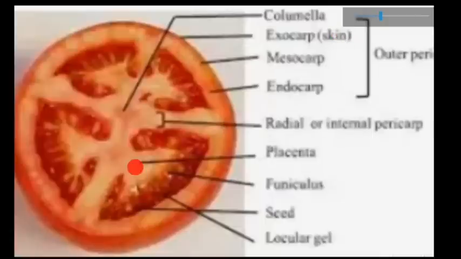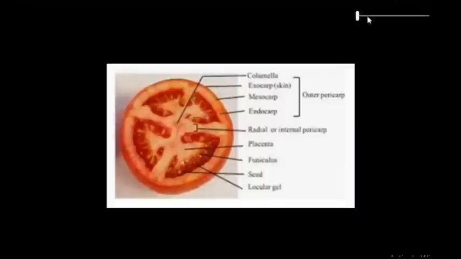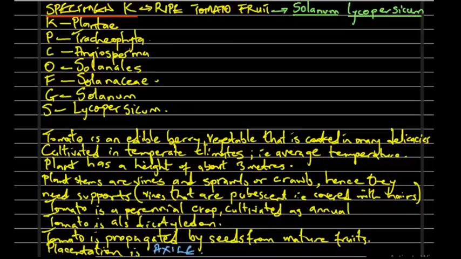So we have the placentation inside it. You can see the placentation here to be axial, turning towards the center, and then you have the seeds in the plant. So that is what the cut of this particular plant looks like. So we need to understand that. So that is about specimen K.